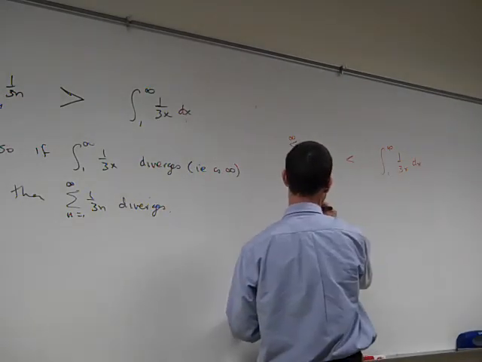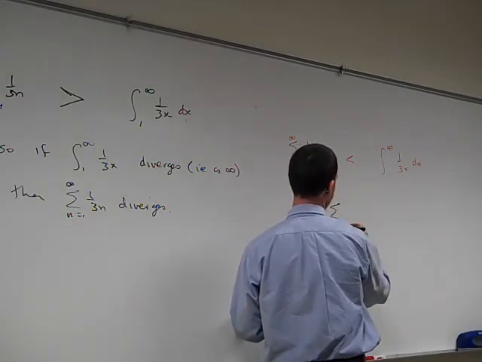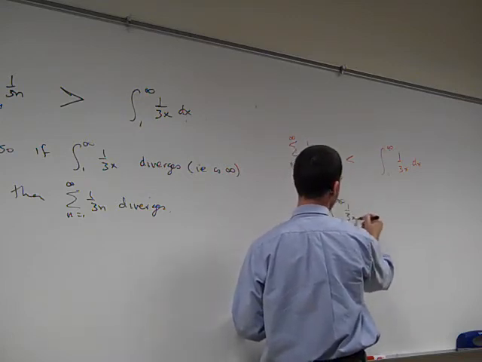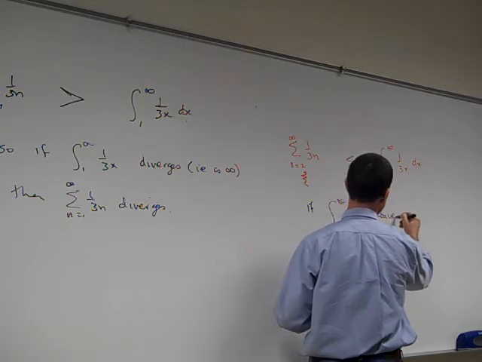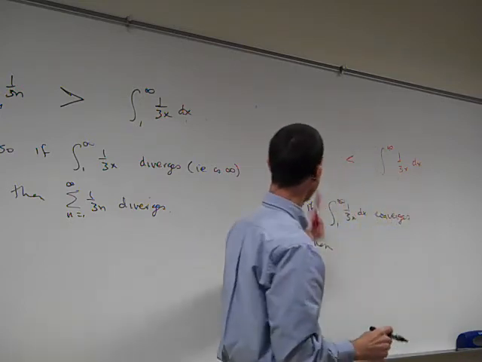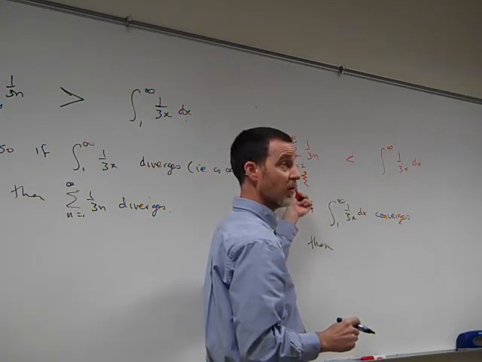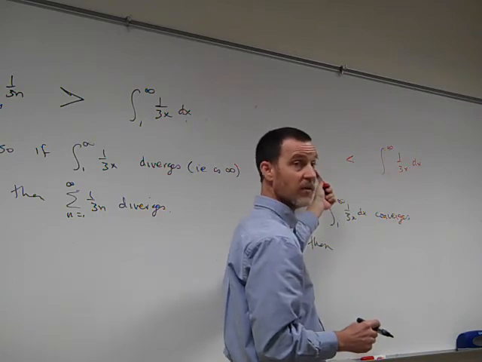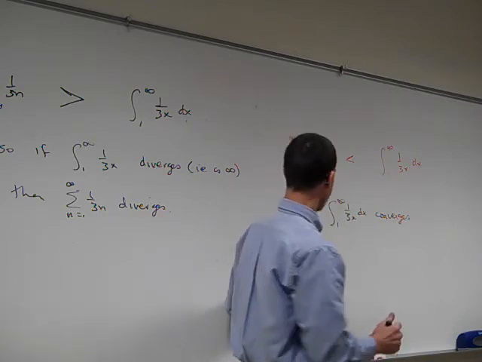That if the integral from 1 to infinity of 1 over 3x dx converges, then what do I get to conclude? This one converges also, right? Because if this is less than infinity, then this is less than infinity.